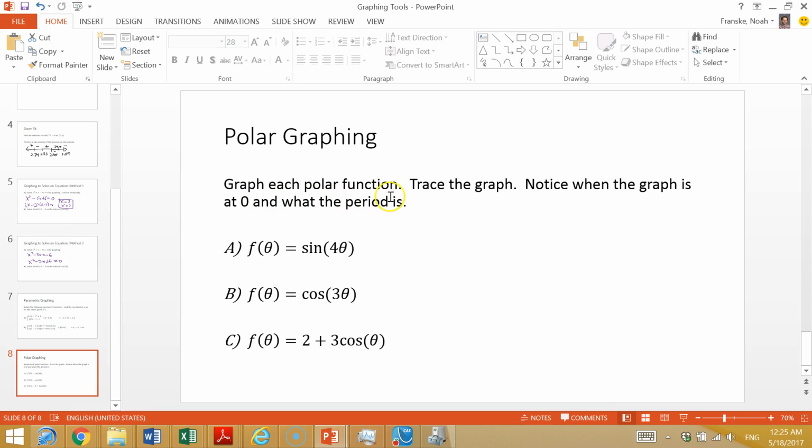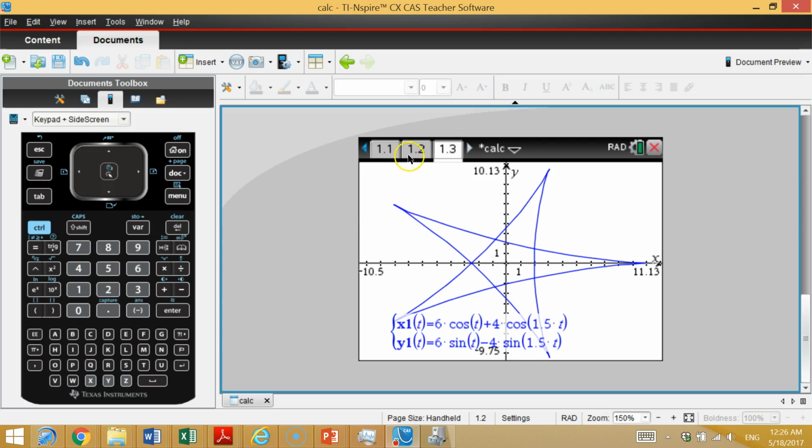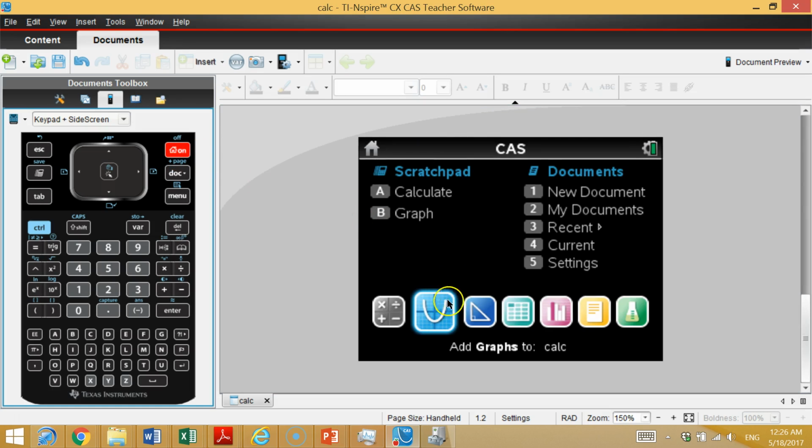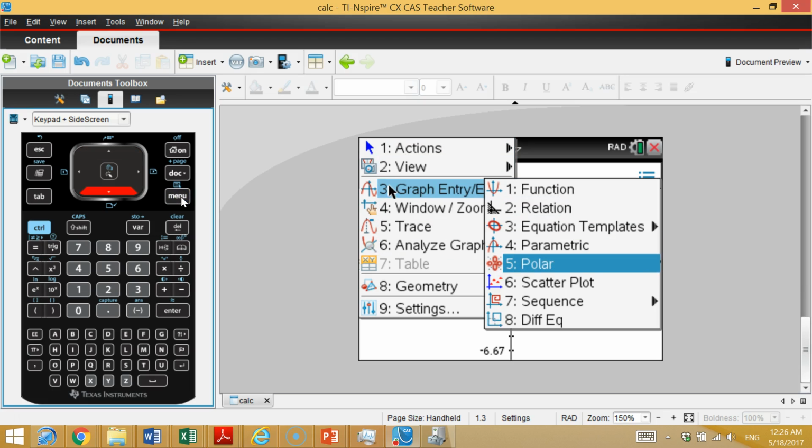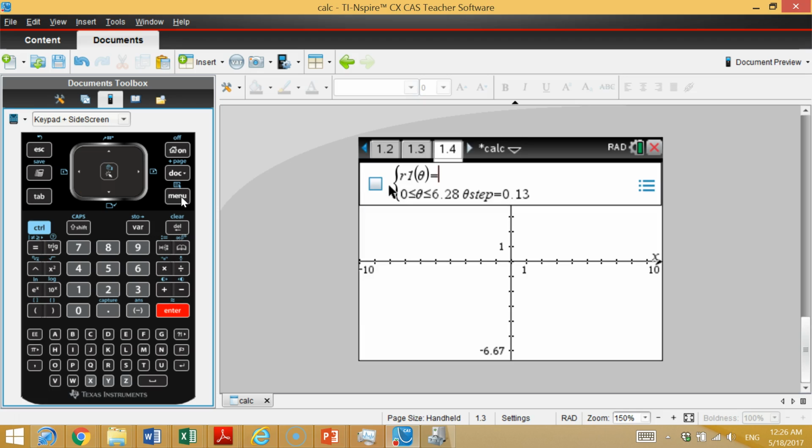So we're asked to graph the polar functions and to trace the graph. Notice when the graph is at 0 and what the period is. So let's go here. I'm going to add a new graph. I'm going to go to Menu, then Graph Entry Edit, and I'm going to choose Polar.